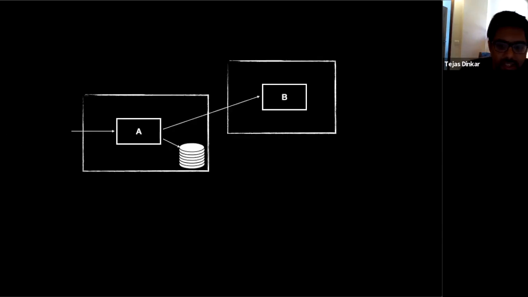So let's look at this architecture again. I've just drawn boxes around it so it's clear who owns what. So I have service A that hits a database, and then service B.